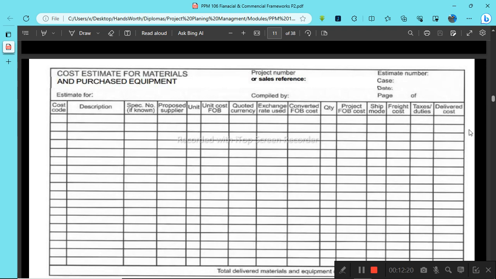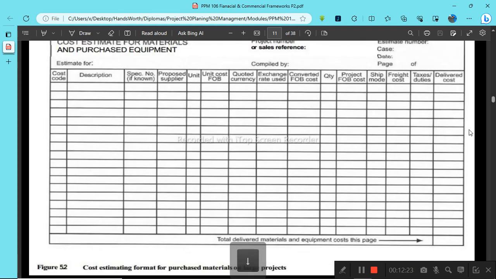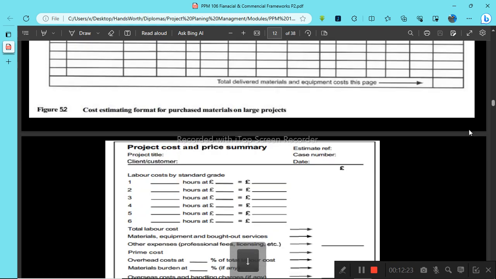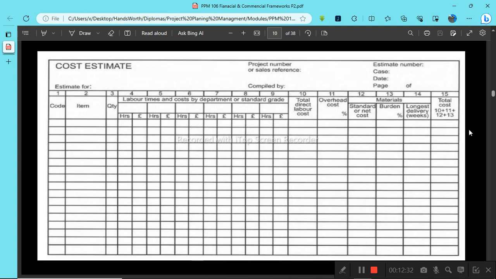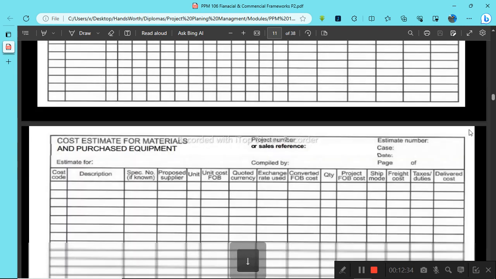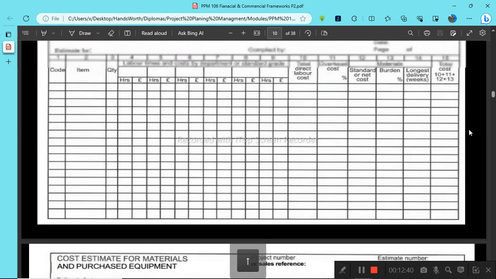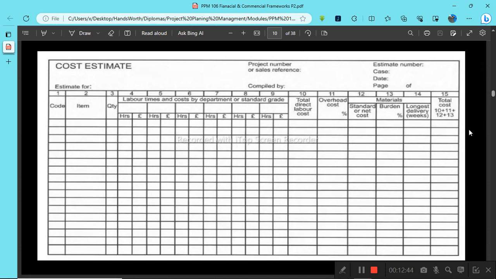All right, so for now we shall just look at the skeleton part. I'm trying to think of projects that we can use to implement this, but I think I'll give this as an assignment. You should go and think of projects that you can use so that you can do your cost estimate using either one of the formats.